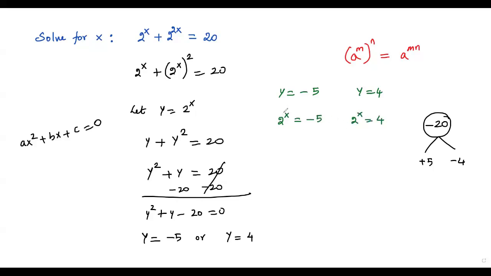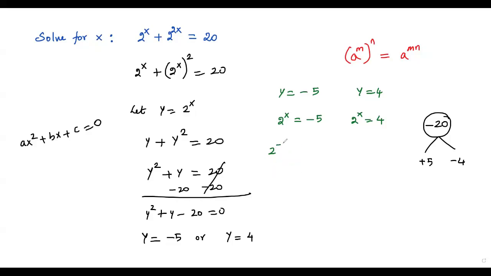Whatever value I have for x in the first equation, 2 to the x can never be a negative value. Even if I take x equals 0, what will happen? 2 to the 0th power will become 1. If I take 2 to the first power, second power or third power, 2 to the first power becomes 2, 2 to the second power becomes 4. So it's a positive value.